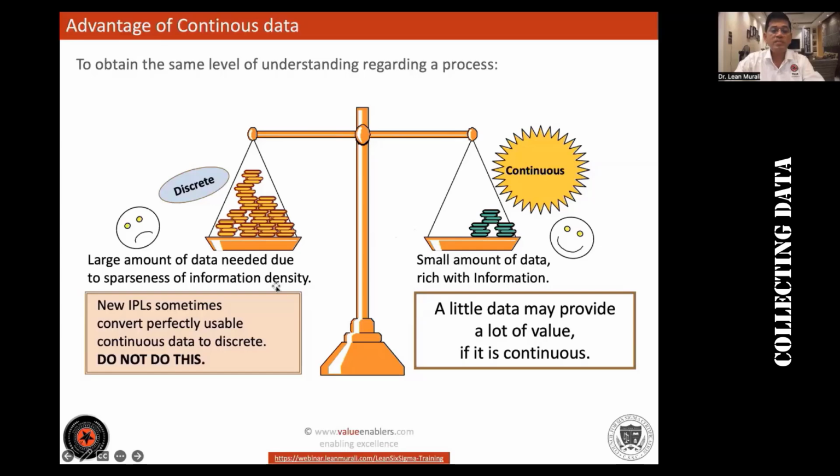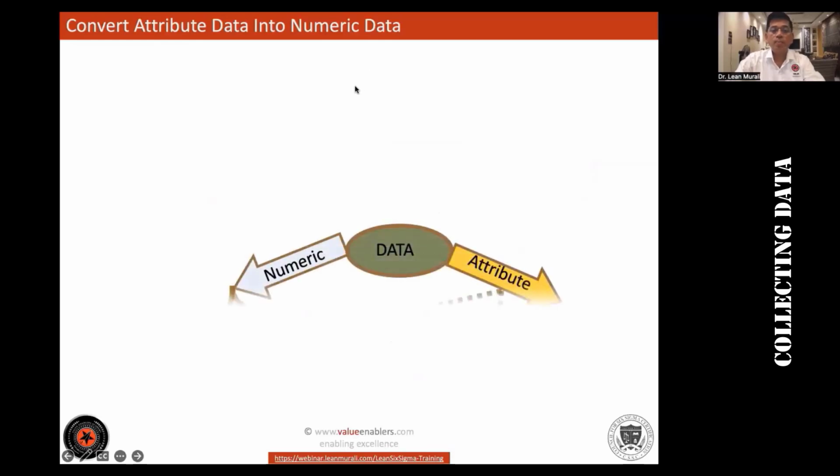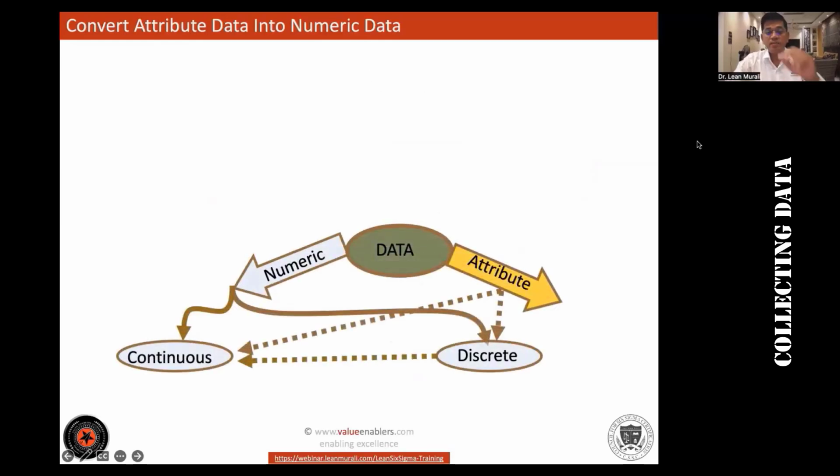Okay, IPL means improvement project leaders. Okay, now we have seen this, a numerical attribute. Attribute data can also sometimes be converted into continuous data. I'll give you an example. Just answer my question exactly.